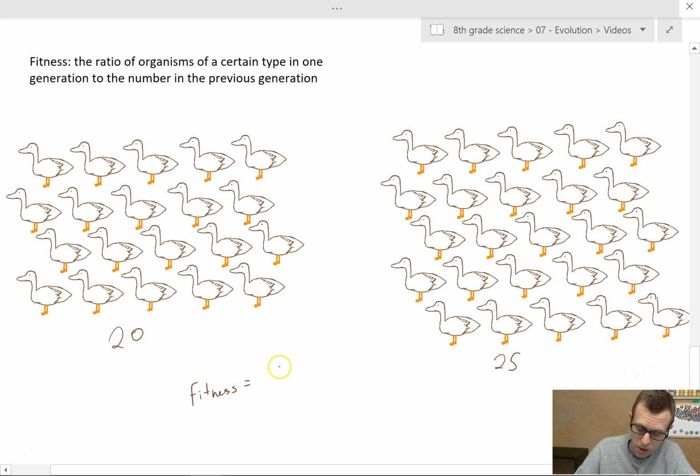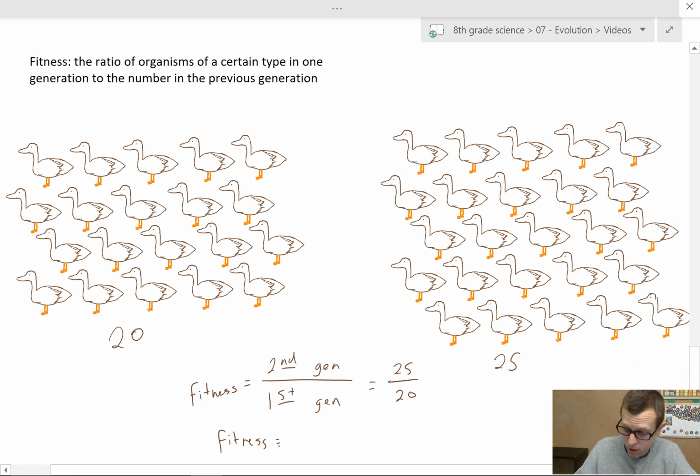So to calculate fitness then, we would do the number in the second generation divided by the number in the first generation, which is going to be 25 over 20. So then fitness is going to be equal to 1 and 1/20, so that'd be 1.05. And this one we just leave as a decimal, we don't do a percent for this. 1.05.